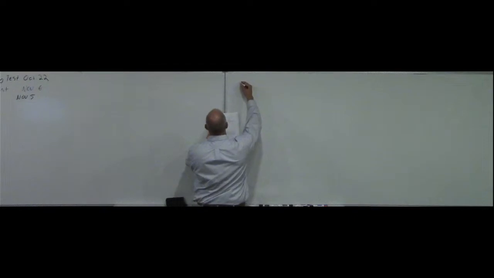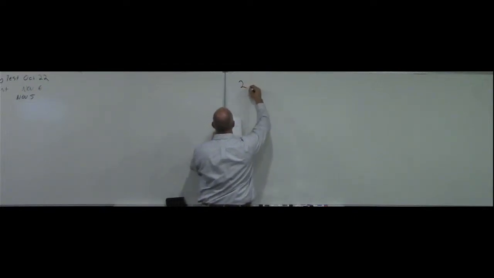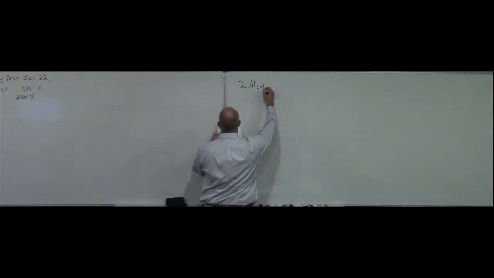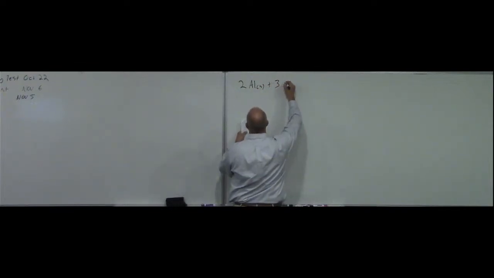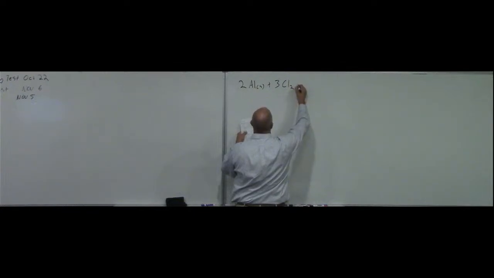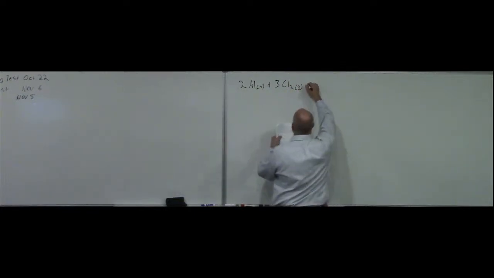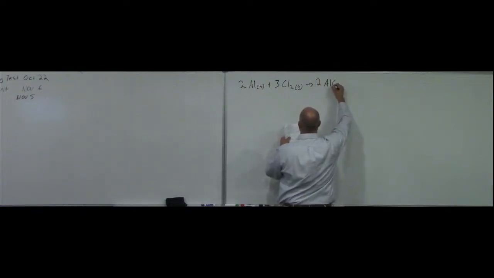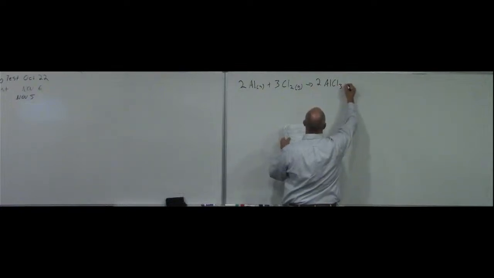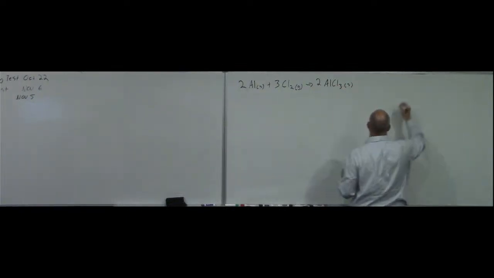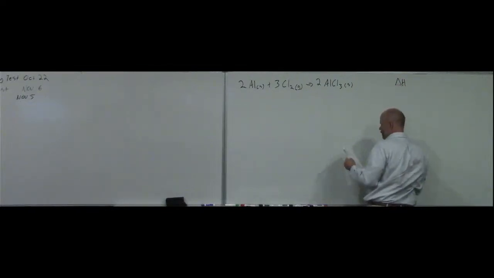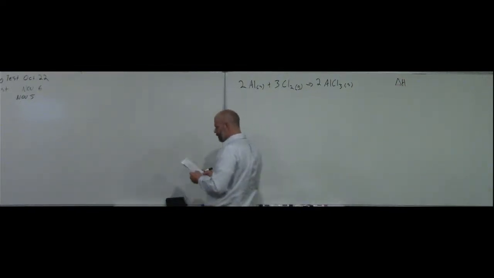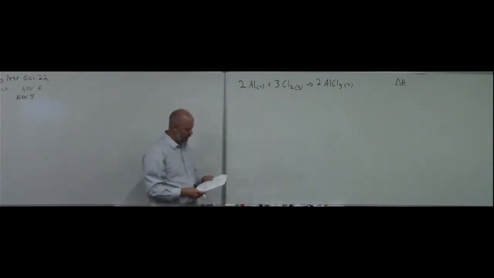So, it says here, aluminum chloride can be formed from its elements, and so to do that you go simply 2 moles of solid aluminum plus 3 moles of chlorine gas, and they will combine to form 2 moles of aluminum chloride solid. We'd like to find out what the enthalpy is for this. Okay?